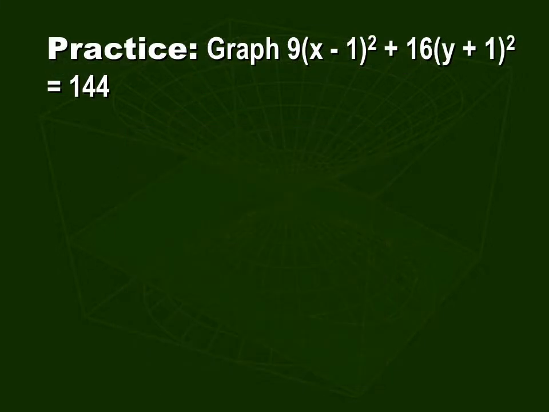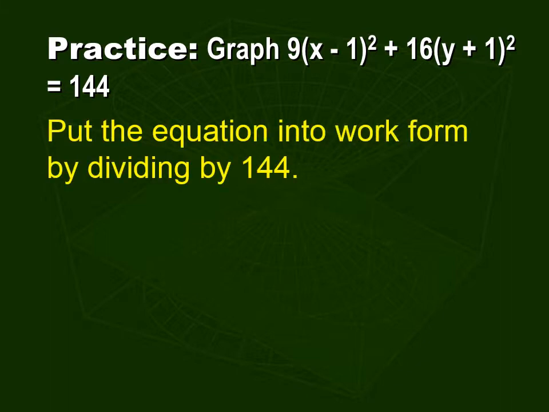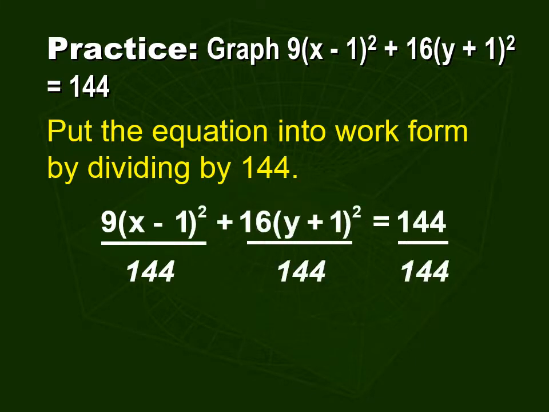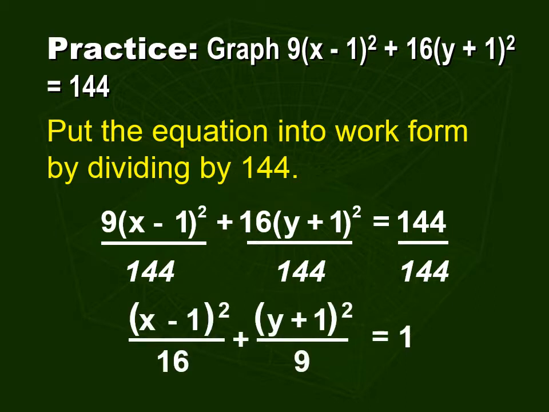All right, so let's graph this. Notice how this is not equal to 1. So to get it equal to 1, you're going to divide everything by 144. So divide everything by 144, and then it just so happens that things cancel out nicely. 9 goes into 144 16 times, and 16 goes into 144 9 times, leaving you this nice, pretty work form.